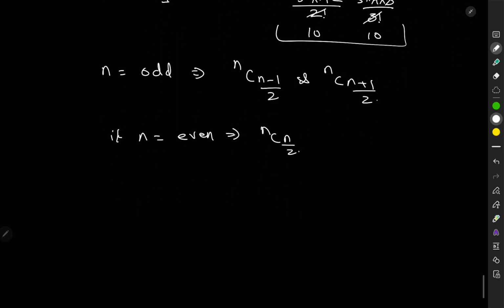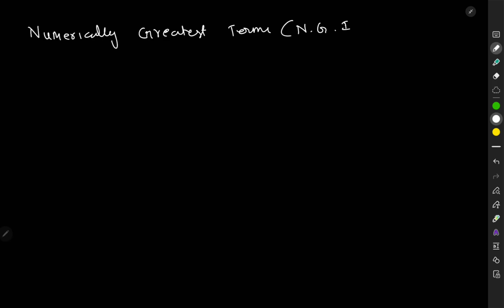Okay, let's go further, which is the numerically greatest term. Okay, numerically greatest term, we will say NGT. These are the first letters, it doesn't matter. So simply, the numerically greatest term we can complete in 2 steps. Okay, step 1, step 2. Fine. So just applying this formula, (n plus 1) divided by (1 plus first term divided by second term).